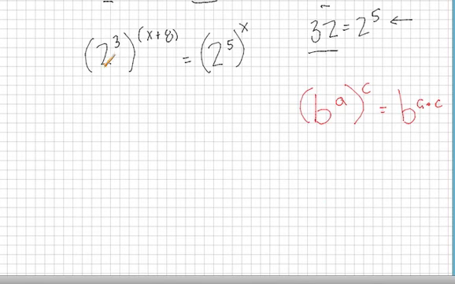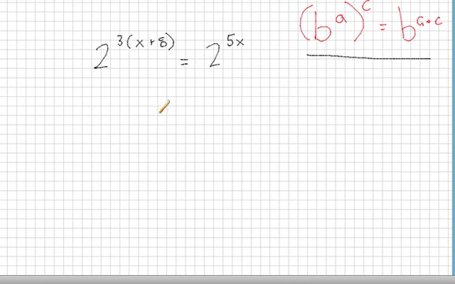So let's go ahead and simplify the left-hand side, keeping in mind that there's parentheses around this outside exponent here. That's really important. So this is really the same as 2 to the 3 times x plus 8. I'm going to keep those parentheses on there. And this is really the same as saying 2 to the 5 times x, which is 5x. And we were able to do that by using this rule over here.